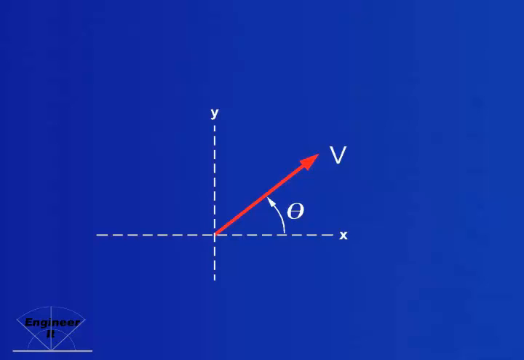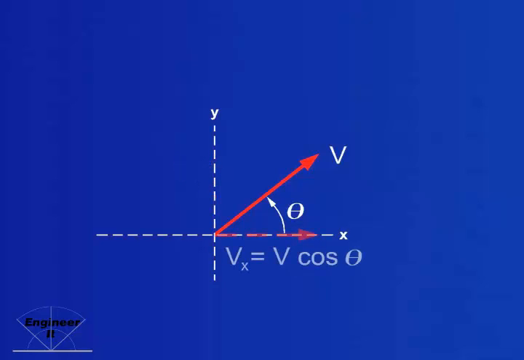Vectors have magnitude and direction. The magnitude of vector v is the length of the arrow. The direction of the vector is the angle measured from the x-axis in a counterclockwise direction. Vector v can be represented in its rectangular components using the parallelogram rule.